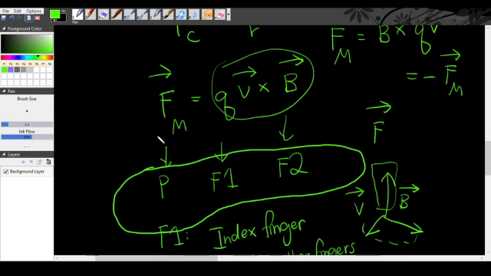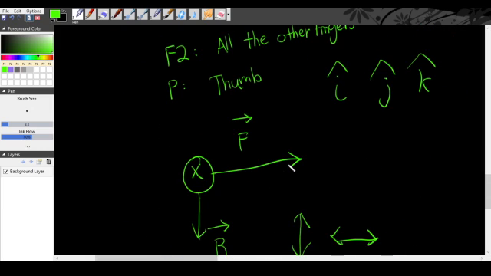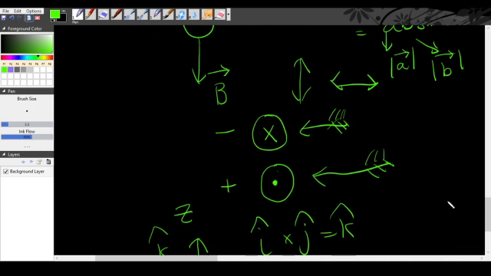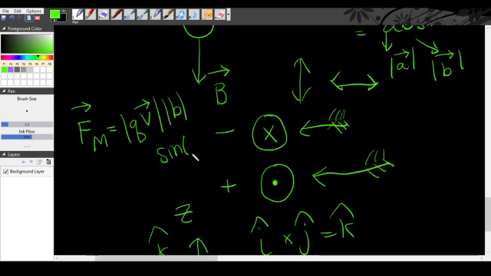And you can also find the magnitude of this force using the formula for the magnitude of a cross product, which is just the magnitude of A crossed with B is equal to the product of the magnitudes of A and B times the sine of the angle between them. So yeah, this is just the magnitude of A, and this is just the magnitude of B. So then the formula for the magnitude of a magnetic force for a point charge would just be the magnitude of the charge times the magnitude of the velocity times sine theta.